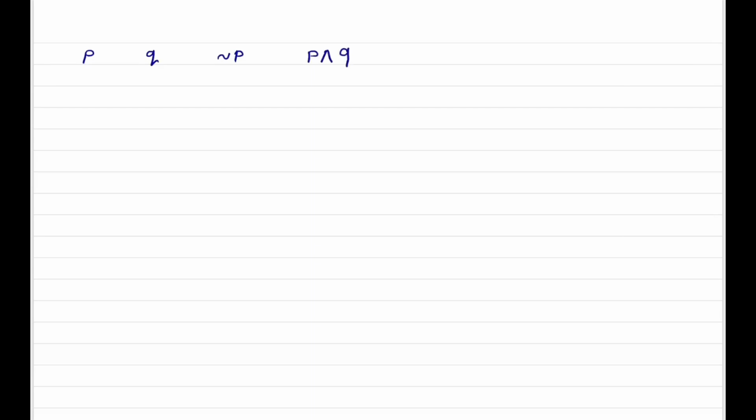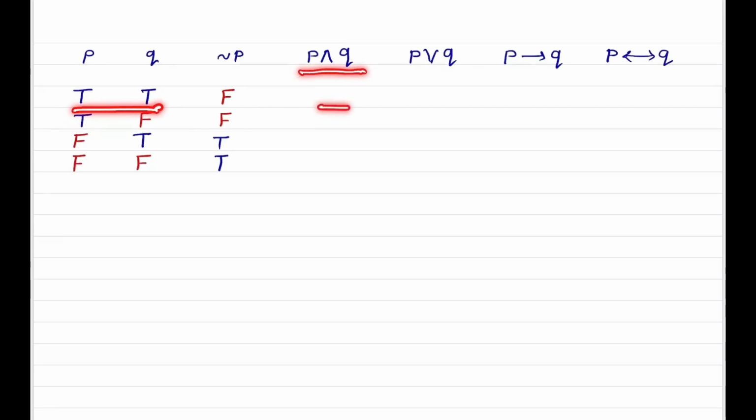P, Q, negation of P, P and Q, P or Q, P implies Q and P double implies Q. For P, we have to take first two values true and last two values false. And for Q, we have to take alternately true, false, true, false. When a statement is true, its negation is false, and when a statement is false, its negation is true. For conjunction, when both statements are true, it is true, otherwise it is false.